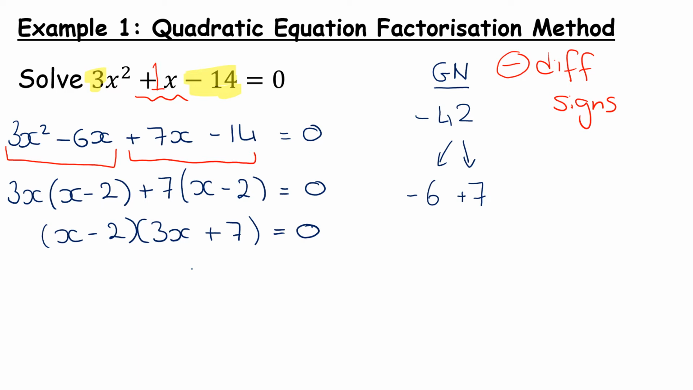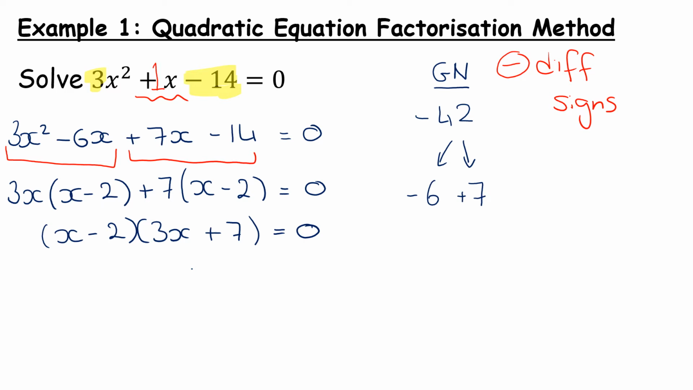Everything we've done to this point is the factorization type 3 guide number. You may use other methods to factorize, trial and error. That's absolutely fine, but we should end up with the same answer. Remember, multiplication is commutative, so the order of the brackets is not important. So if you have 3x plus 7 times x minus 2, that's exactly the same.